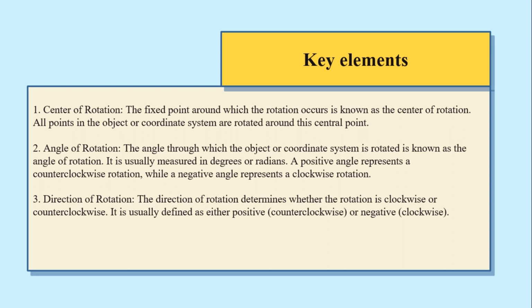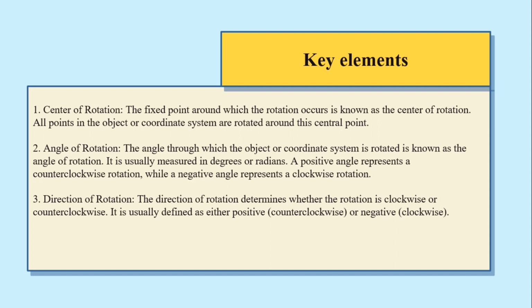The key elements are: 1. Center of rotation. The fixed point around which the rotation occurs is known as the center of rotation. All points in the object or coordinate system are rotated around the central point.